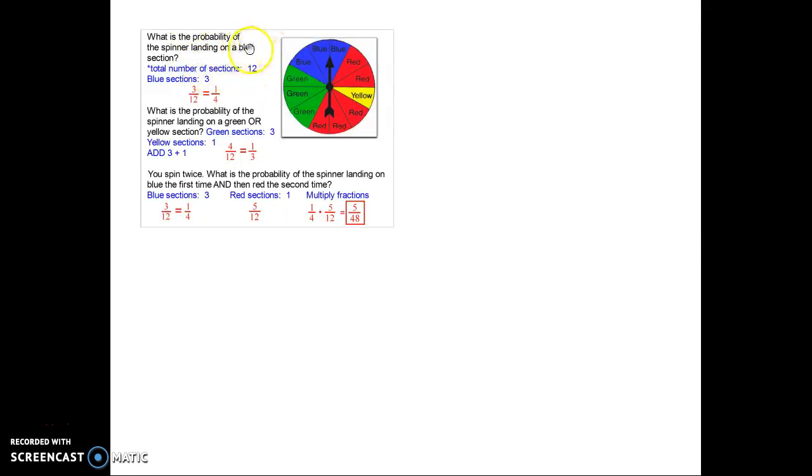So if I'm looking for blue, well, I have 3 possibilities for blue. Okay, so it's 3 out of your total possibilities. Well, this spinner is split into 12 sections. So you have a 3 out of 12 chance to land on blue, which then reduces to be a 1/4 chance.